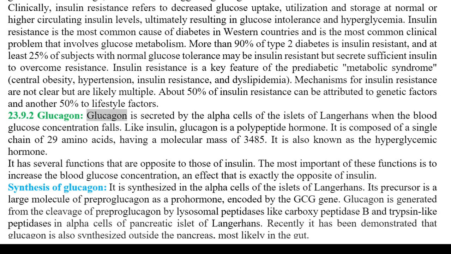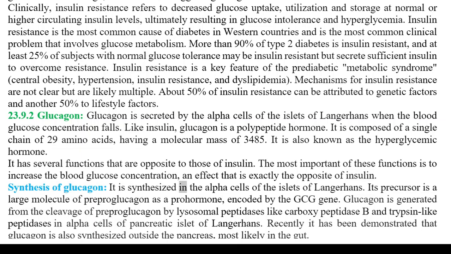3.9.2 Glucagon. Glucagon is secreted by the alpha cells of the islets of Langerhans when the blood glucose concentration falls. Like insulin, glucagon is a polypeptide hormone. It is composed of a single chain of 29 amino acids, having a molecular mass of 3,485. It is also known as the hyperglycemic hormone. It has several functions that are opposite to those of insulin. The most important of these functions is to increase the blood glucose concentration, an effect that is exactly the opposite of insulin.